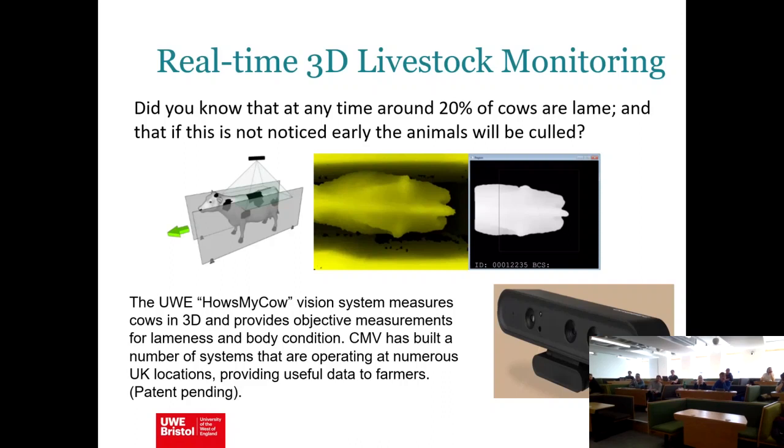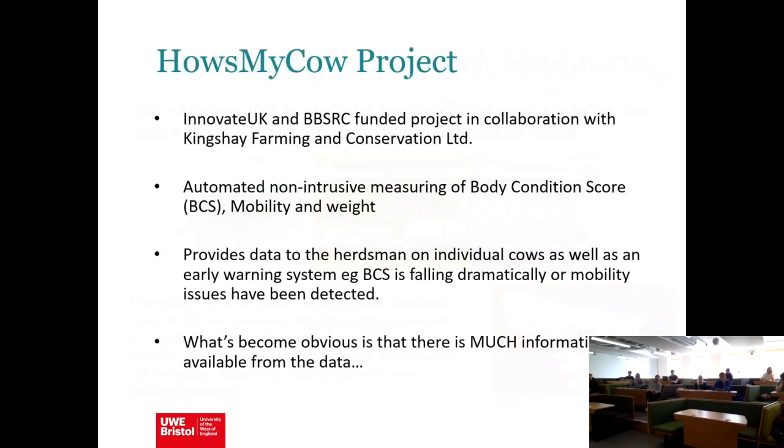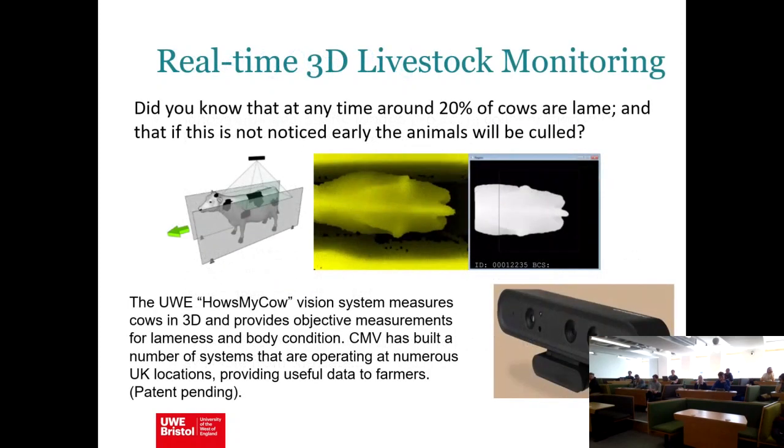I don't know if I got a slide on that. No, I haven't. Yeah, it can also measure lameness. And apparently quite a few cows are lame at any time, like 5 or 10% of them. And if you don't catch it early, you have to cull them.